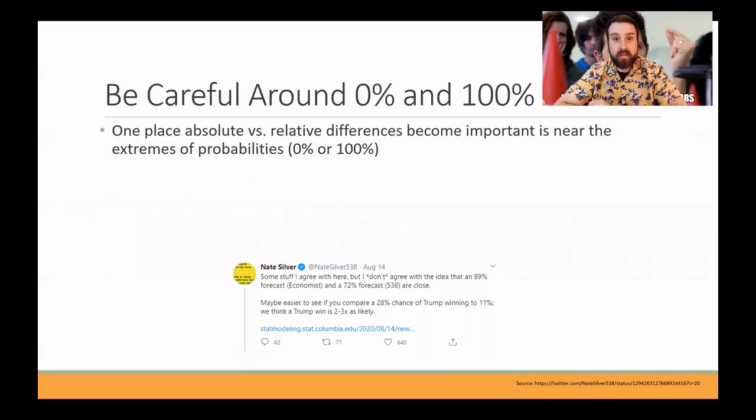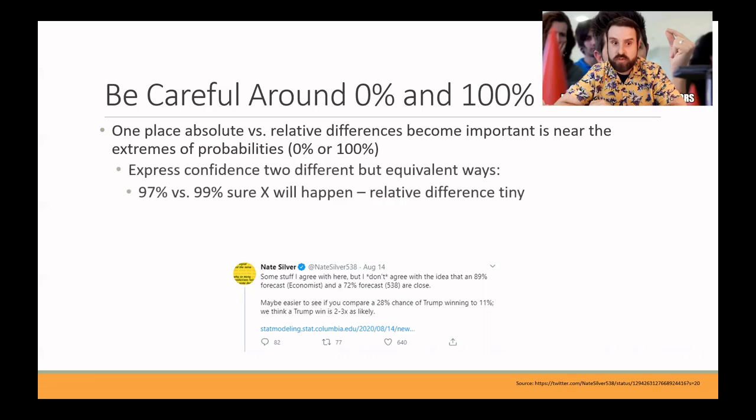All right. Another point is you want to be extra careful with proportions that are right around 0% or 100%. This is somewhere that absolute versus relative differences and just how you frame a question makes a huge difference. So for example, you could express confidence in two different but equivalent ways. You could say one model is 97% sure somebody's going to win an election, and another is 99% sure somebody will win an election.